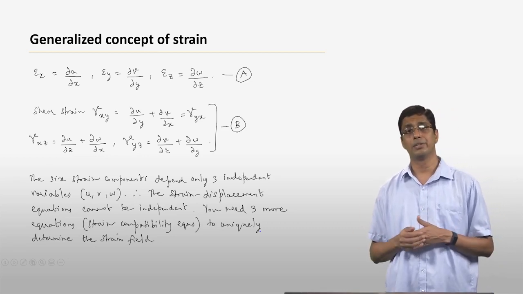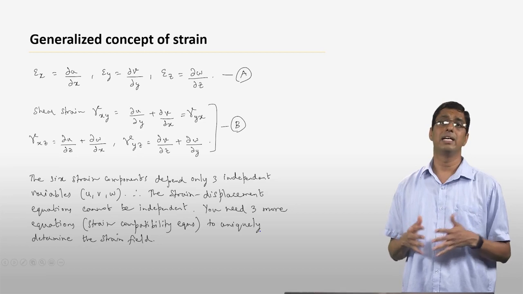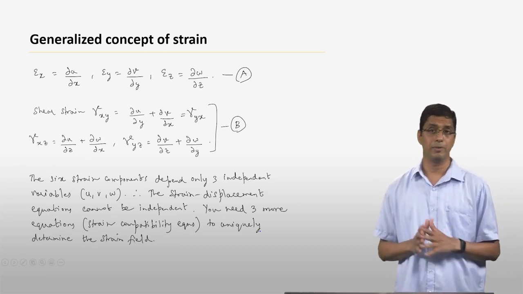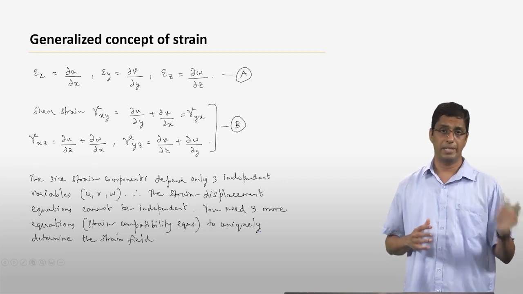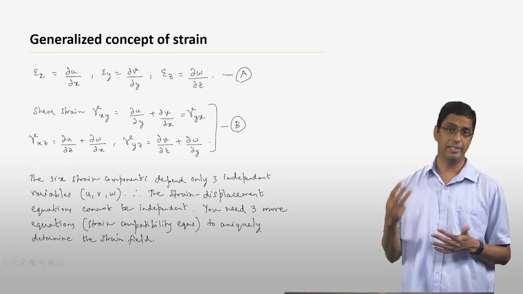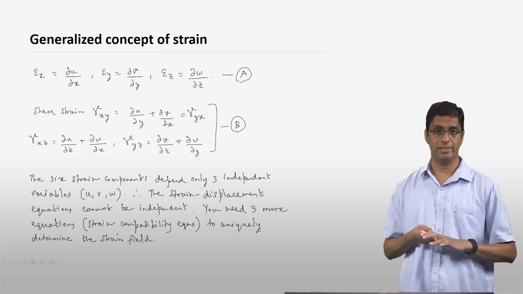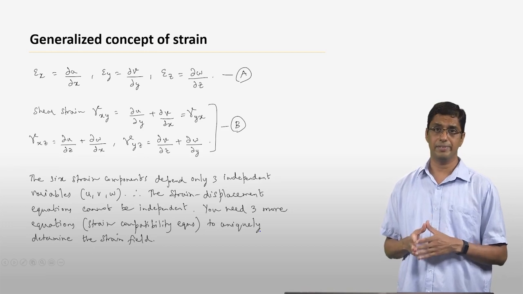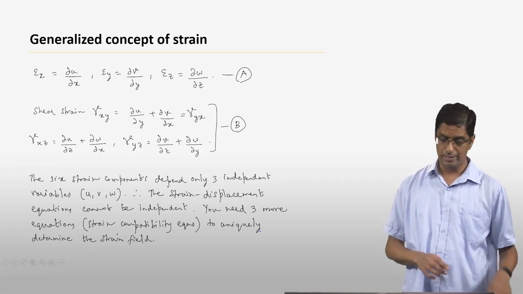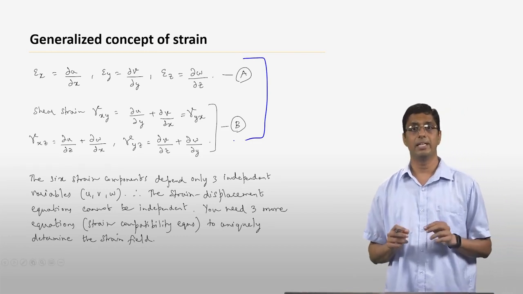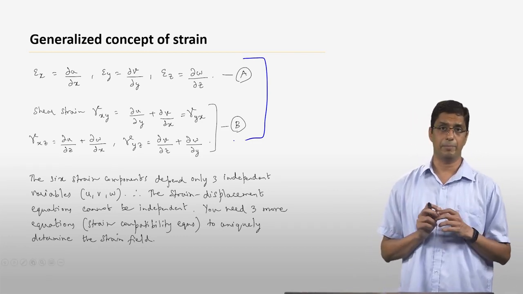And this is usually done by what are called strain compatibility equations. This is an advanced concept that we will not be covering in this class, but it is good to know that there is an additional set of equations. Actually, three additional equations, called the strain compatibility equations. You have to use those three equations in concert with equations A and B to uniquely define the strain field at a particular point.